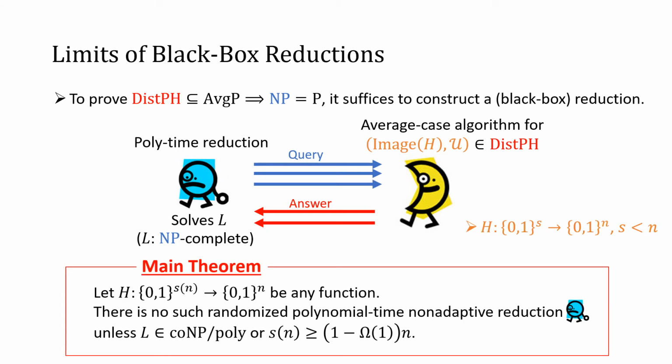The main result of this work is to show that it is unlikely that there is such a black box reduction. Namely, let H be any candidate hitting set generator, which is just a function. We can show that there is no such randomized polynomial time non-adaptive reduction unless L is in co-NP/poly, which is quite unlikely if L is an NP complete problem, or otherwise the seed length must be quite close to n. So, if we can prove that there is a black box reduction, it is likely because the seed length is quite close to n.